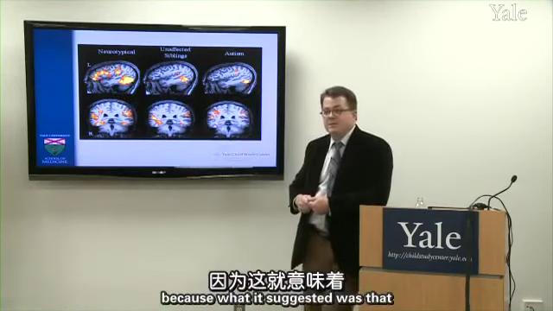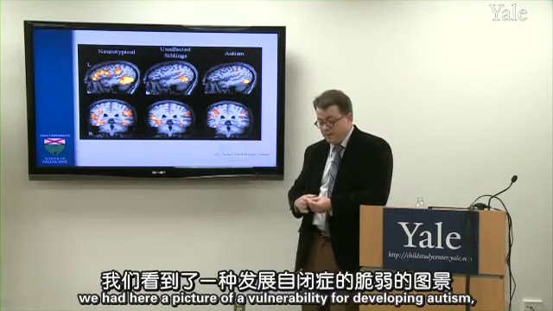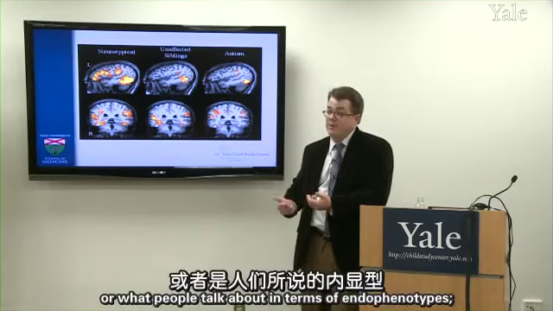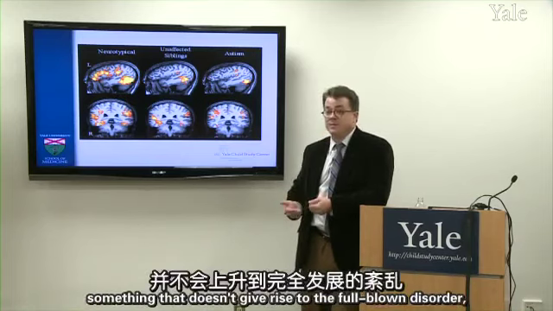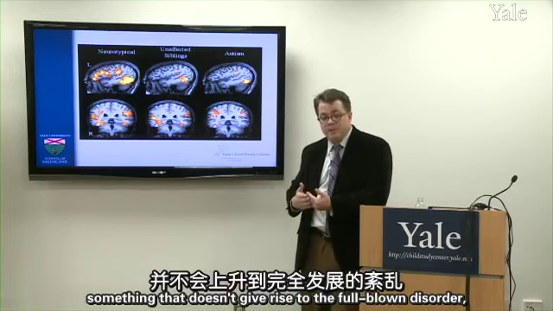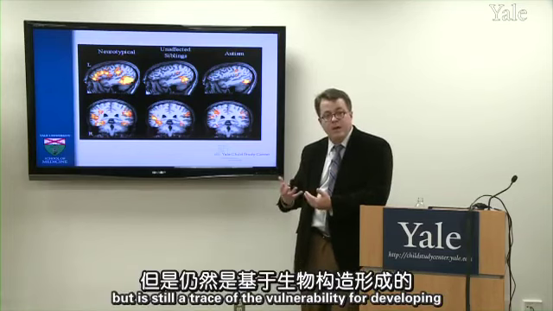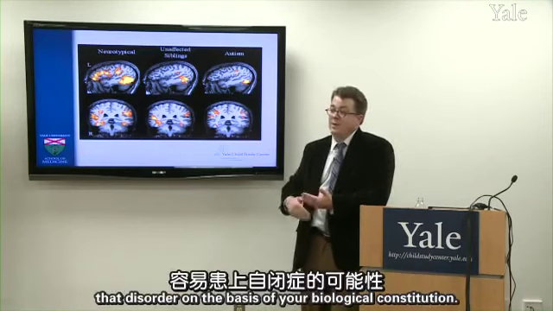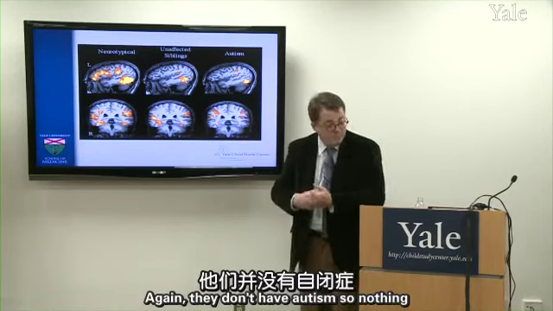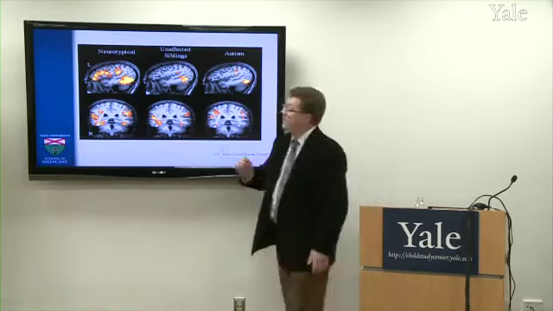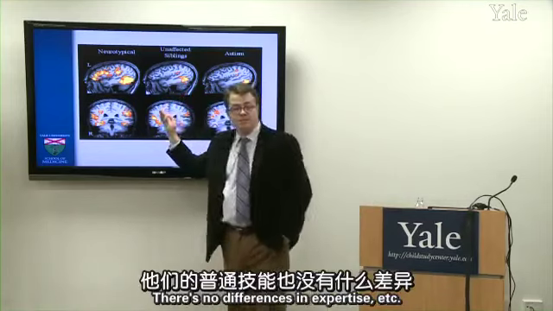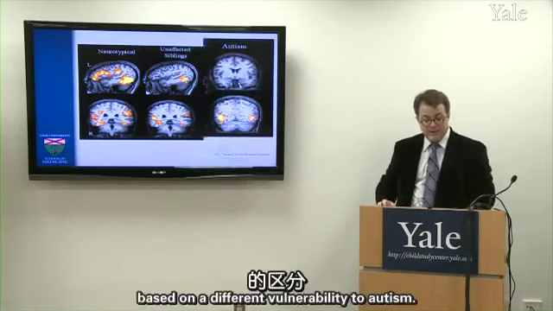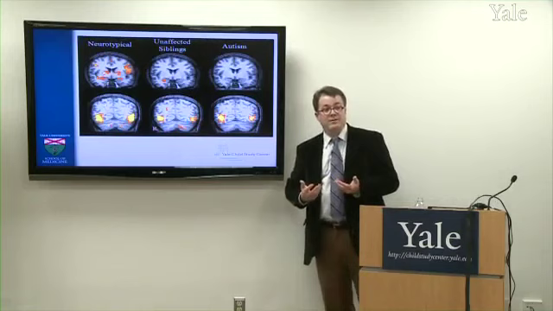And that was striking to us, because what it suggested was that we had here a picture of a vulnerability for developing autism, a brain vulnerability or a brain phenotype, or what people talk about in terms of endophenotypes, something that doesn't give rise to the full-blown disorder, but is still a trace of the vulnerability for developing that disorder on the basis of your biological constitution, okay? So, again, they don't have autism, so nothing you're seeing here is the result of autism. There's no differences in expertise, etc. Their brain is showing a differentiation based on a different vulnerability to autism, right?